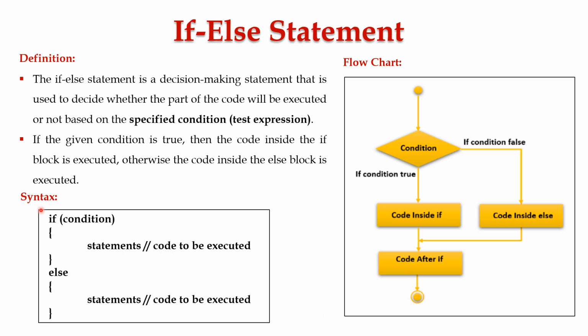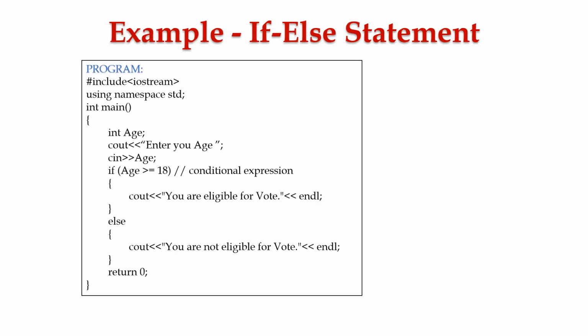Next, let's see the syntax. If condition followed by open curly parenthesis, then we'll be having the statements for true part, then ended with closed curly parenthesis. Next, else followed by open curly parenthesis. We'll be having the statements for else block, finally ended with closed curly parenthesis. So this is the syntax for if-else statement. Now let's have an example for if-else statement.